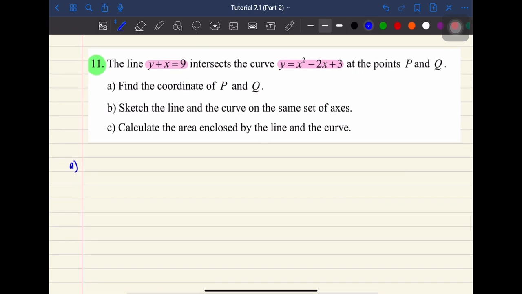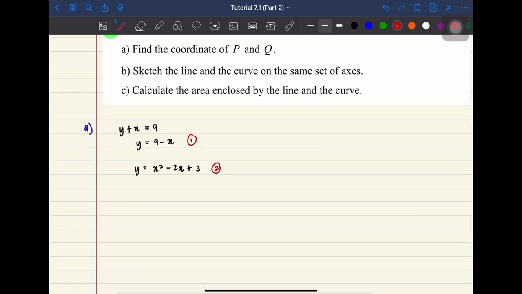Okay, so apa persamaan serentak tu? Kita akan solve dua equation. Kenapa dua equation? Sebab ada dua function yang intersect with each other. Okay, so kita tulis equation yang ada. So we have y plus x equal to 9. So y sama dengan 9 tolak x. So kita dapat the first equation. And then untuk equation kedua kita ada y sama dengan x square tolak 2x tambah 3. So this is second equation. Okay, so saya masukkan 1 into 2. So subs 1 into 2.